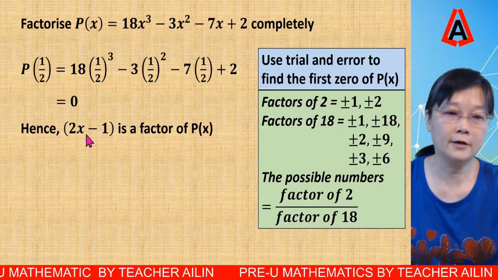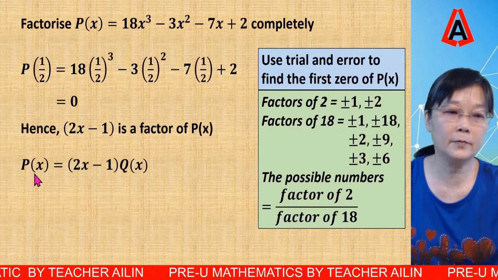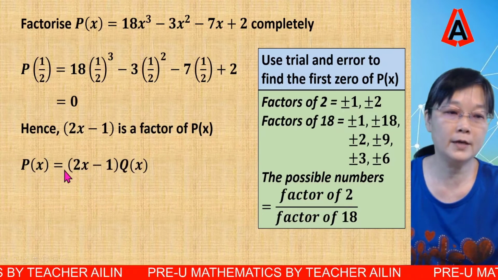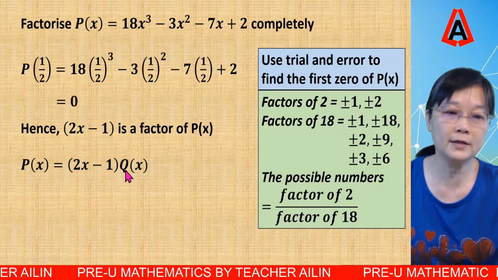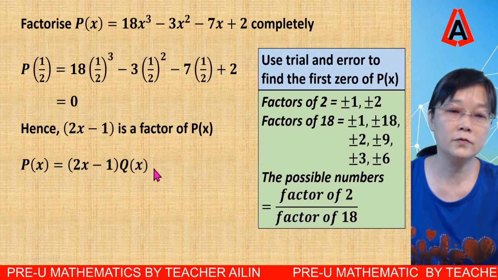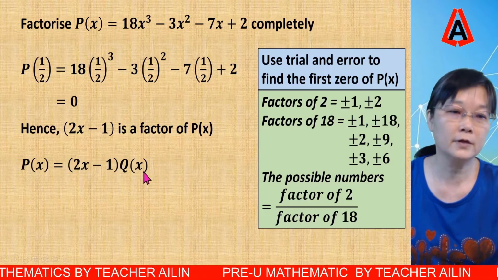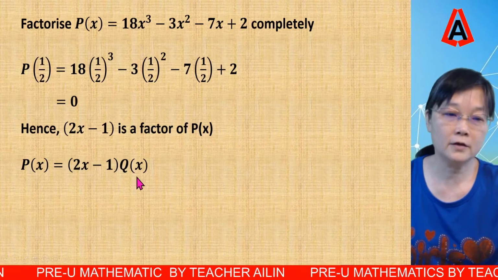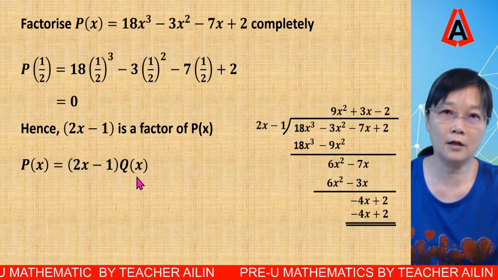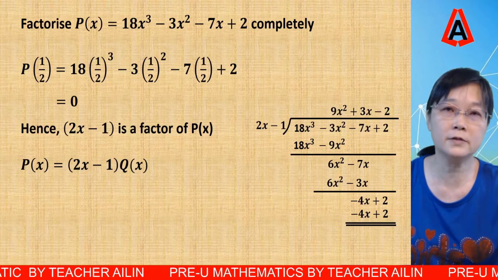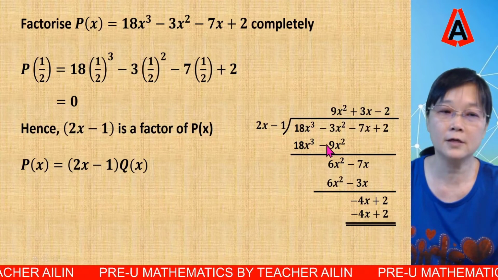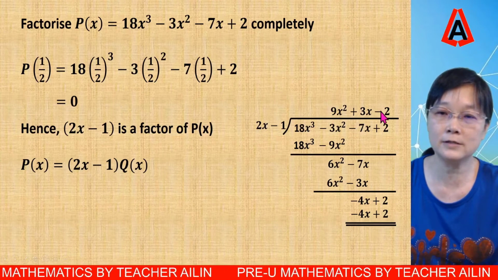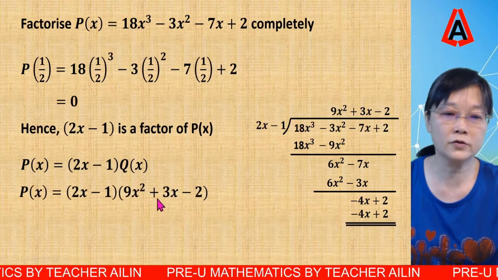Once I have got the first factor, now I can write the polynomial in this form. That is, polynomial p(x) is equal to the factor times the quotient. So the remainder is equal to 0. Now I'm going to find the quotient here. To find the quotient, I can use the long division method, or I can use equating the coefficients. So here I use the long division method. I find that the quotient is this one. So now I write down the quotient here.